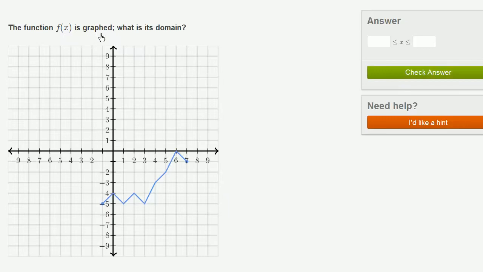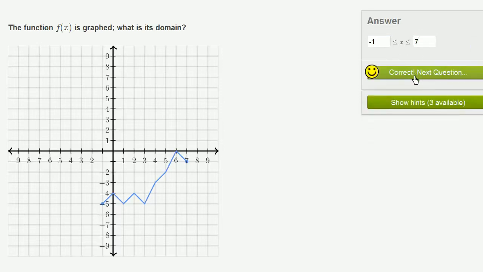The function f of x is graphed. What is its domain? Well, exact similar argument. This function is not defined for x's -9, -8, all the way down, or all the way up, I should say, to -1. At -1, it starts getting defined. F of -1 is -5. So it's defined for -1 is less than or equal to x, and it's defined all the way up to x equals 7, including x equals 7. So this right over here, -1 is less than or equal to x is less than or equal to 7. The function is defined for any x that satisfies this double inequality right over here. Let's do a few more.